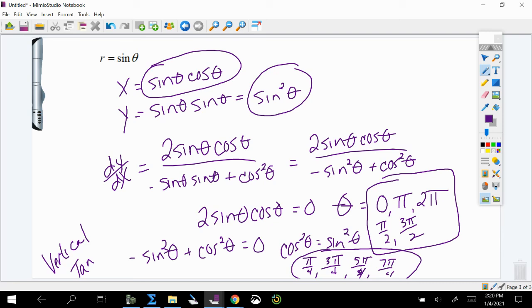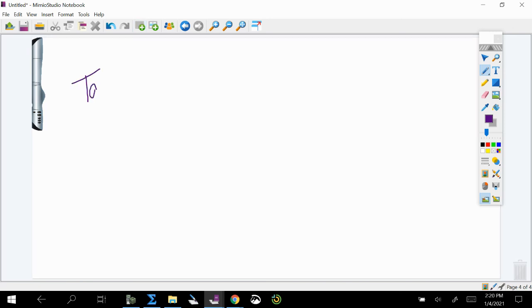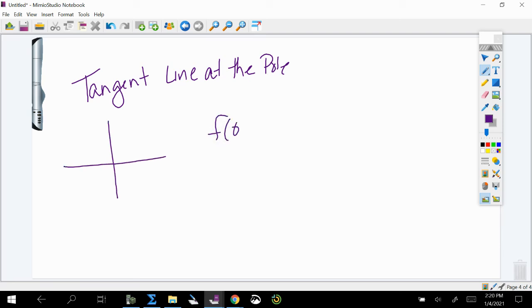One last thing to talk about, and that is something called tangent line at the pole. And I'll explain this even more in person when we're chatting. But let's say we're looking at a graph of a function that's a rose curve. You see a lot of these with rose curves. So your rose curve, this is 2 cosine 3 theta. Since there's a 3 in front of the theta, that tells you there's 3 petals. The 2 in front tells you how long each petal is.